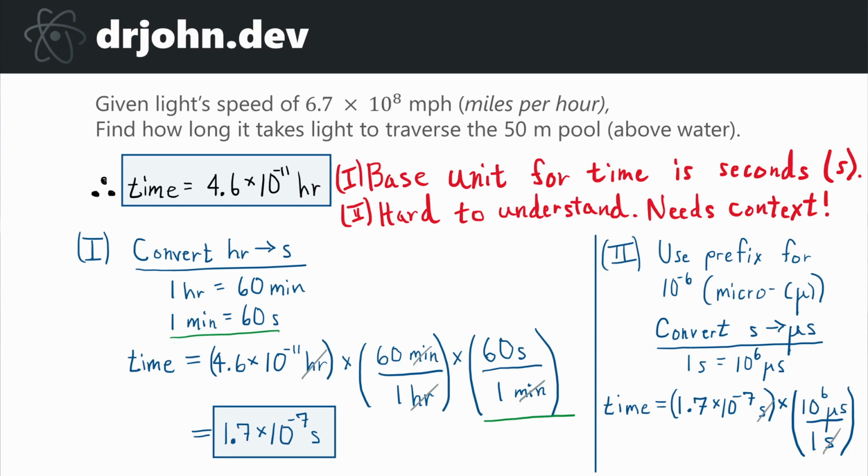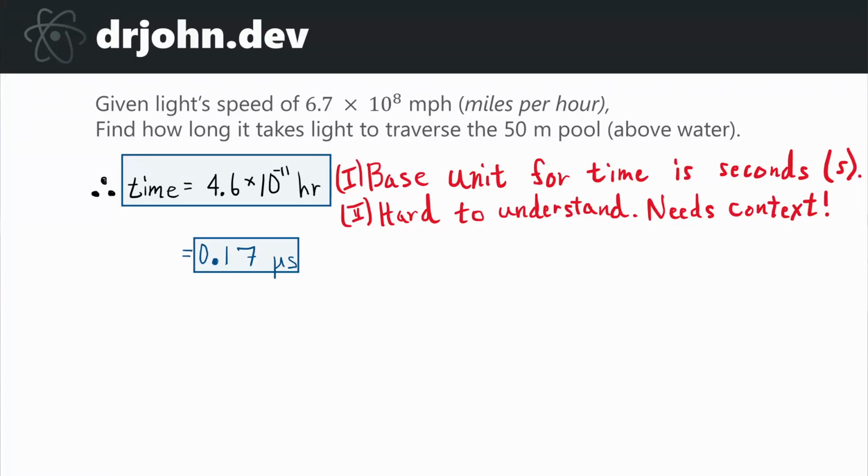After doing the math, this computes to 1.7 times 10 to the minus 1 microseconds. We can also get rid of the dangling 10 to the minus 1 into the 1.7. So our final answer becomes 0.17 microseconds. 0.17 microseconds is a whole lot more concise and, by most standards, prettier than 4.6 times 10 to the minus 11 hours. And overall, it's easier to think about and compare with other known quantities.